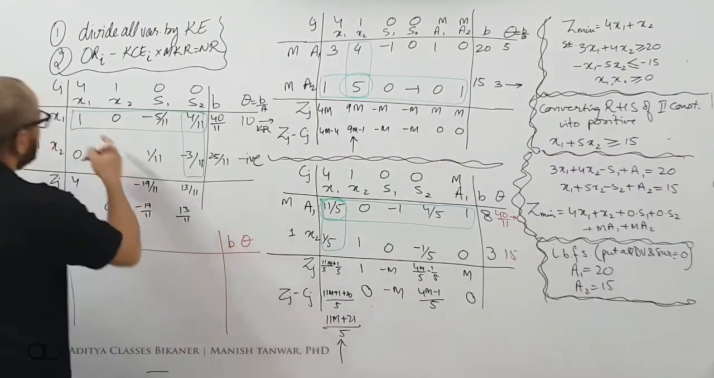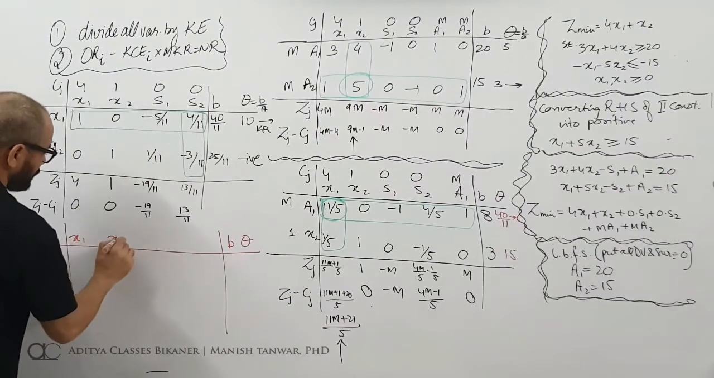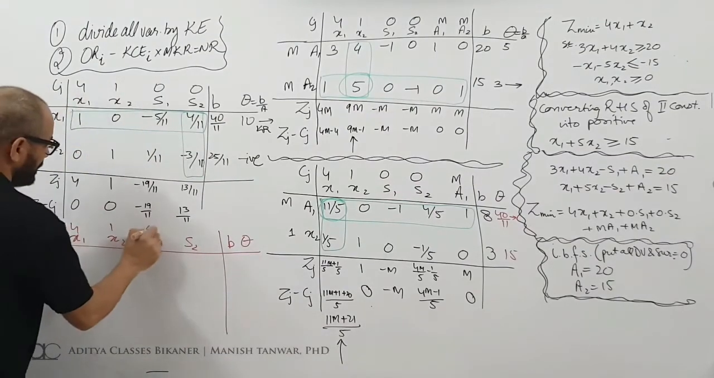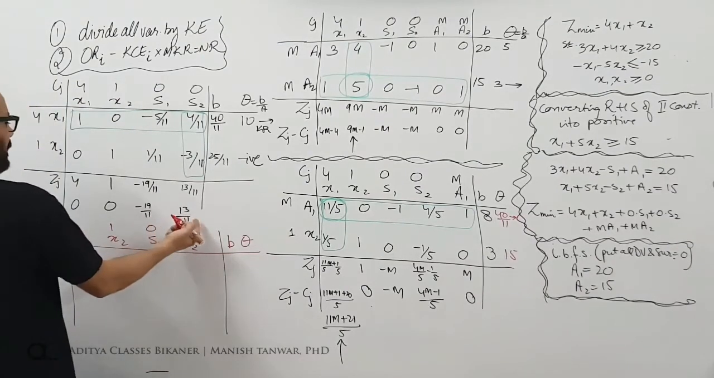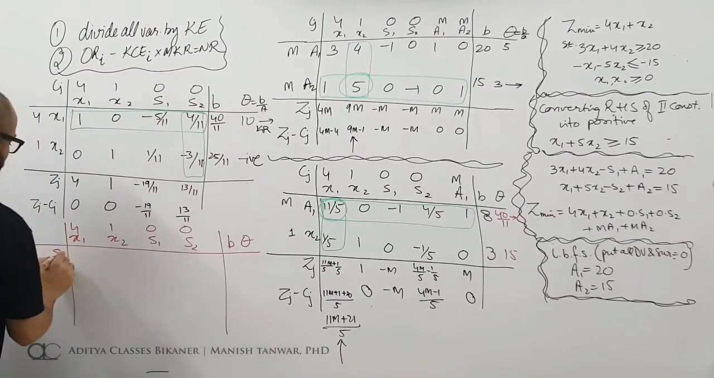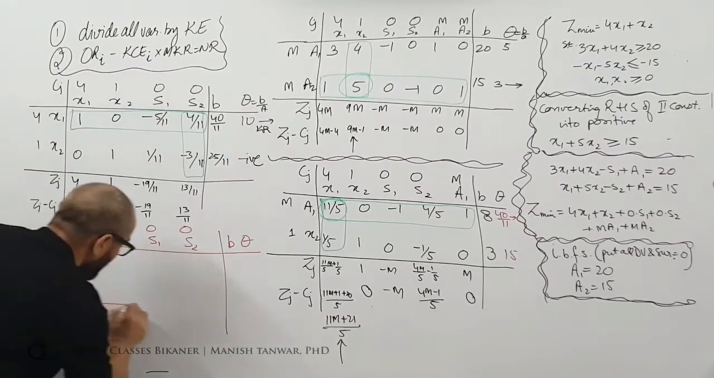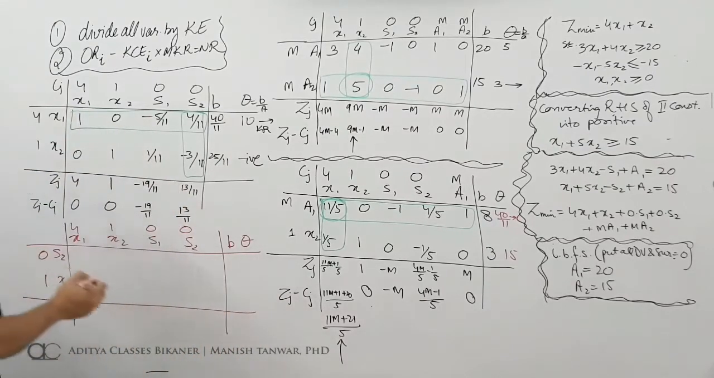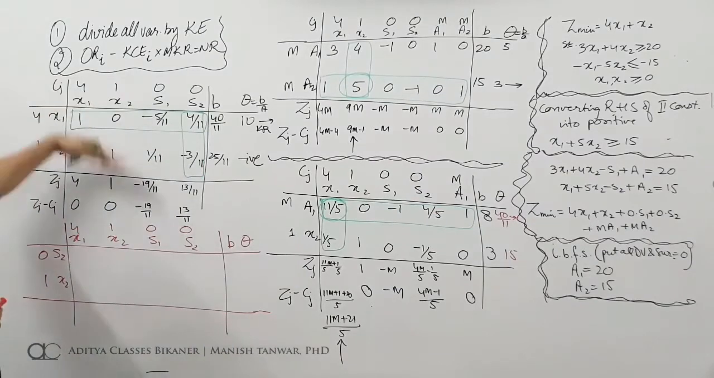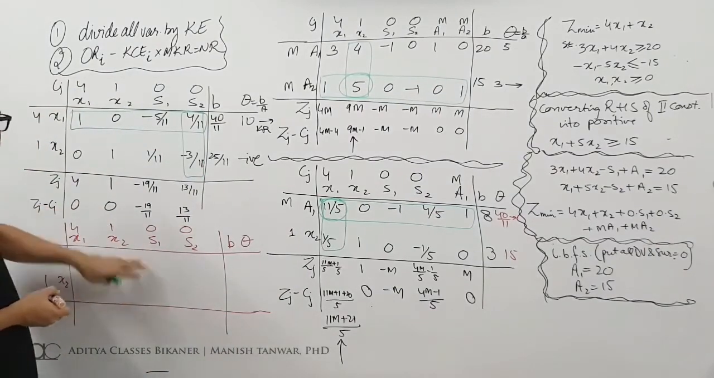B and theta, we have X1, X2, S1, S2 with their contributions of 4, 1, 0, 0. S2 is incoming variable, X1 is outgoing. So we have S2, X2 with their contributions of 0, and X2 is giving me a contribution of 1. Now we need to transfer these rows to our new table.